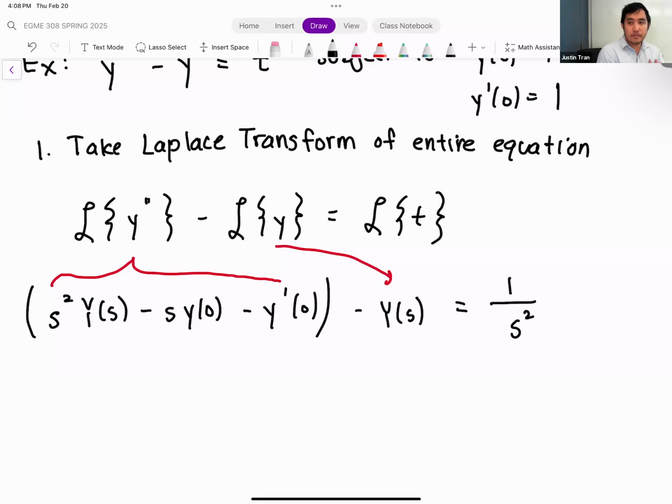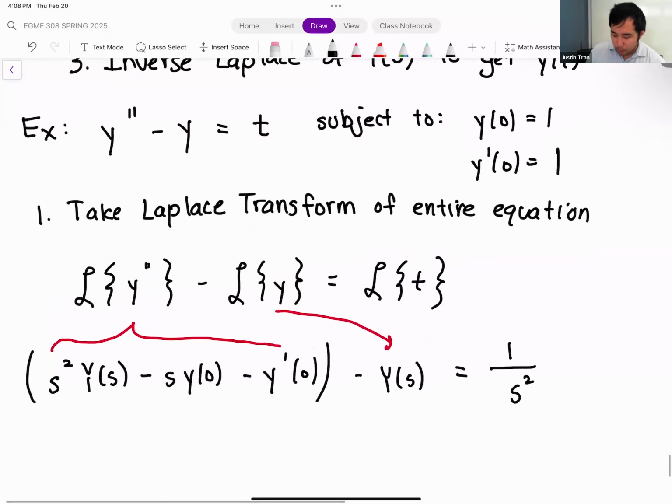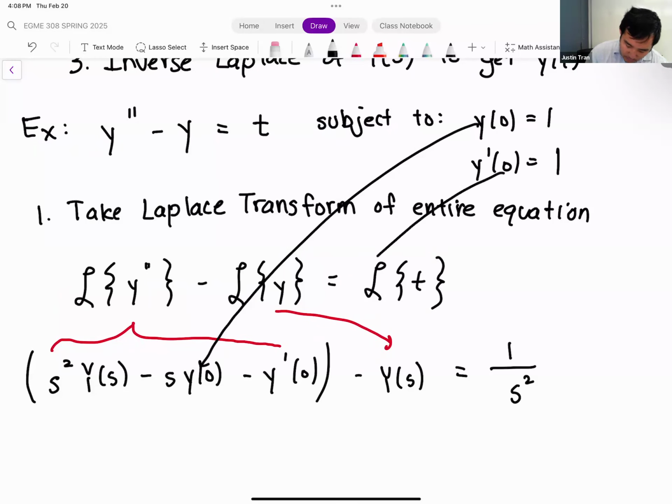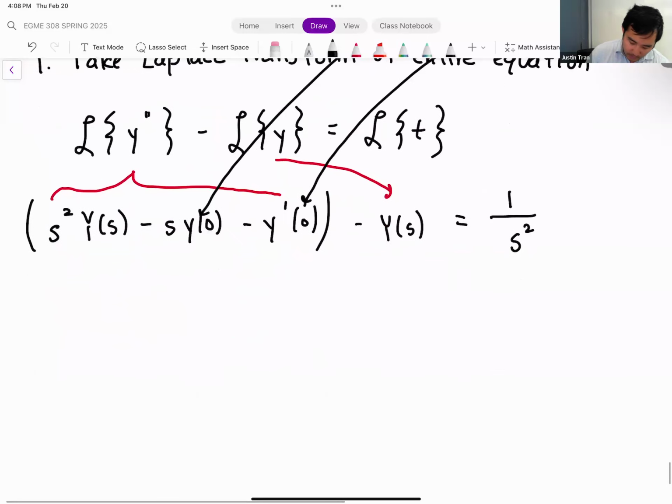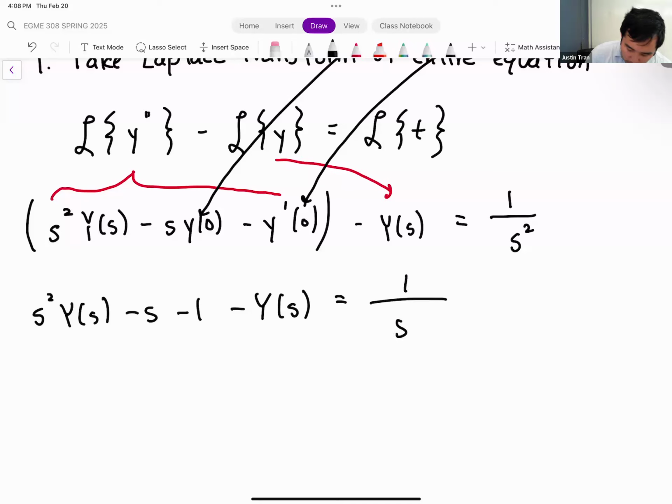All right. Let's go ahead and plug in all of the initial conditions because we have those given to us in the problem. So first we have y(0), that's equal to 1, and then y'(0), that's also equal to 1 as well. Okay. So plugging that in, we get s squared Y(s) minus s minus 1 minus Y(s) is equal to 1 over s squared.